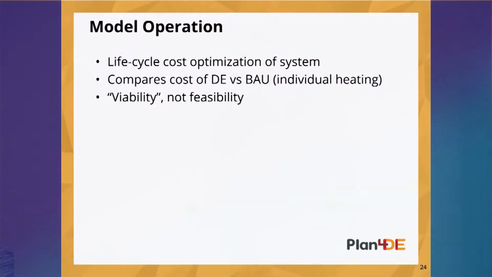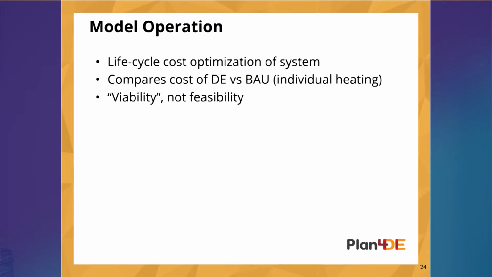The way Plan4DE works, the basic premise is that you're comparing two cases. You're comparing a business as usual case, in which you have individual heating systems in buildings, with a district energy case. And you're comparing them in terms of finances. So it's an economic thing: which makes more sense from a purely financial perspective, a district energy system or individual heating in dwellings? And of course, there are all sorts of combinations you can have in either case.